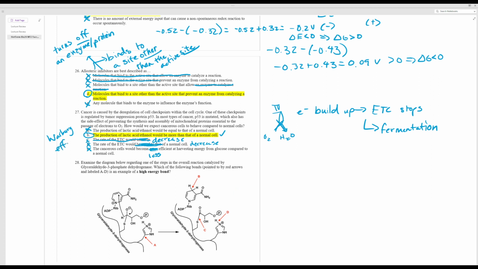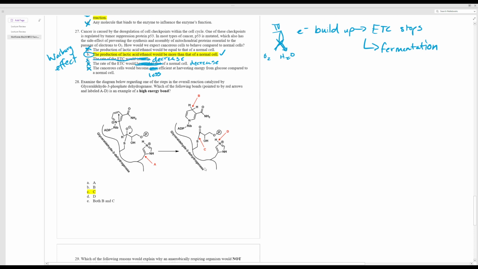Warburg effect. I couldn't remember if it was URG or ERG, but it's URG. Okay. 29. Examine the diagram below regarding one of the steps in the overall reaction catalyzed by glyceraldehyde 3-phosphate dehydrogenase.